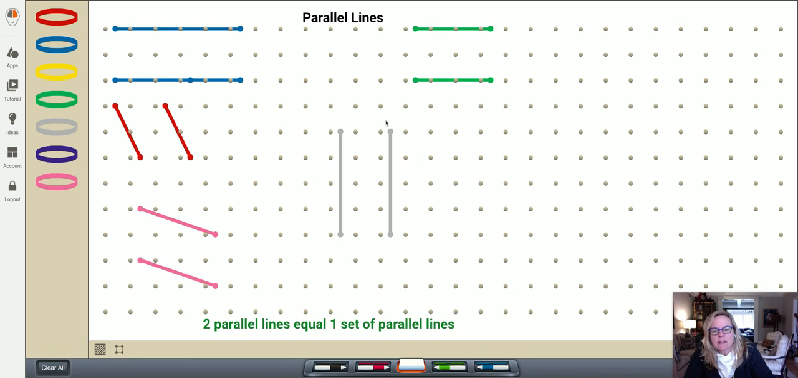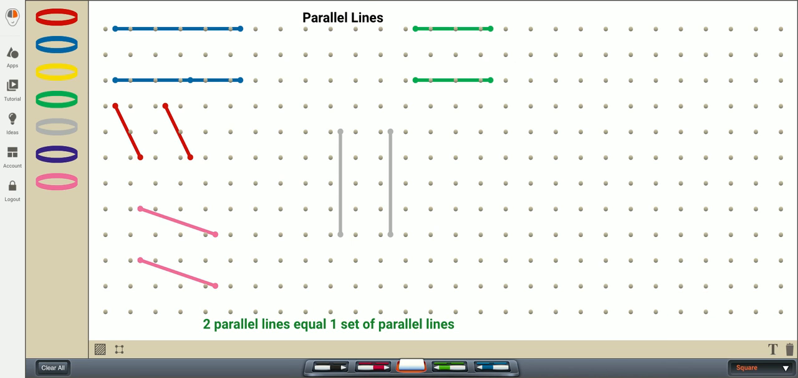Two parallel lines, like these gray ones or the red ones, are considered one set of parallel lines. So these two lines equal one set. Now let's go on to the next page and see what we can do with these.